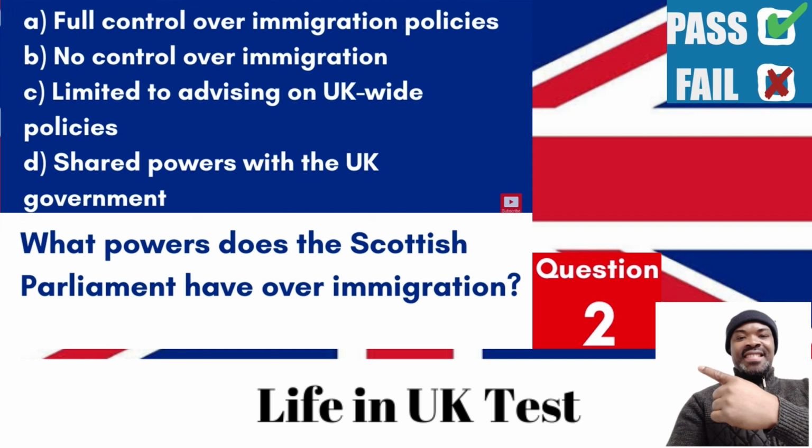Answer: B. No control over immigration. Immigration is a matter reserved to the UK government. The Scottish Parliament does not have direct control over immigration policies.